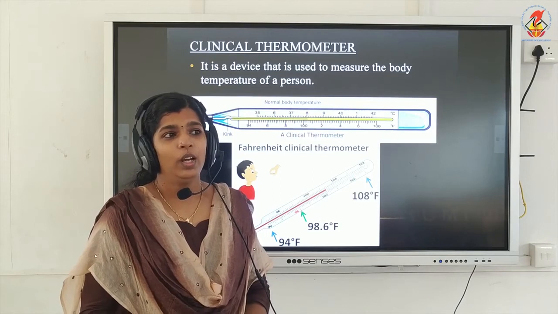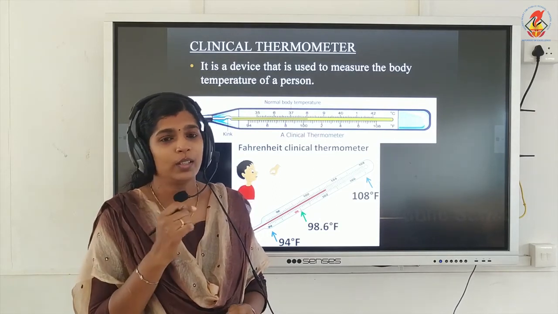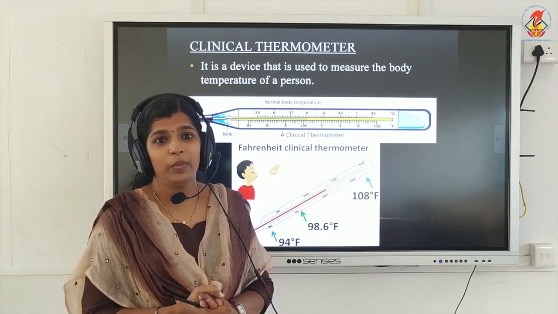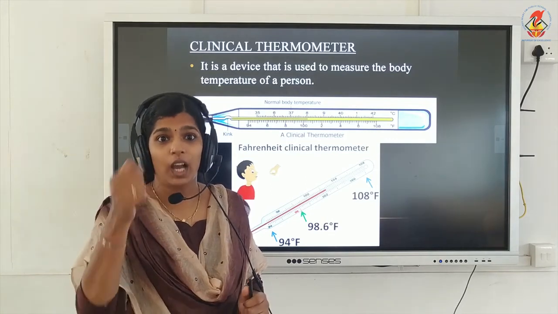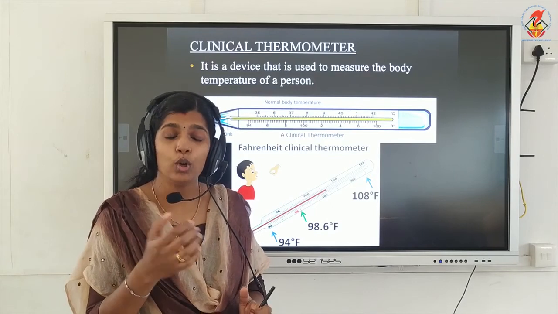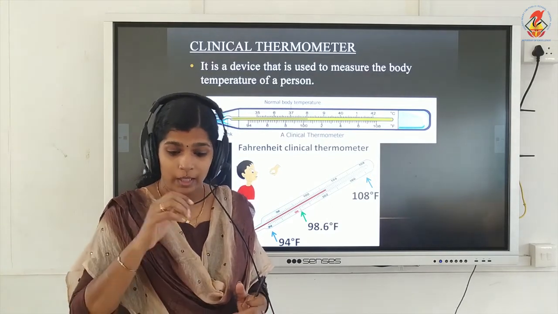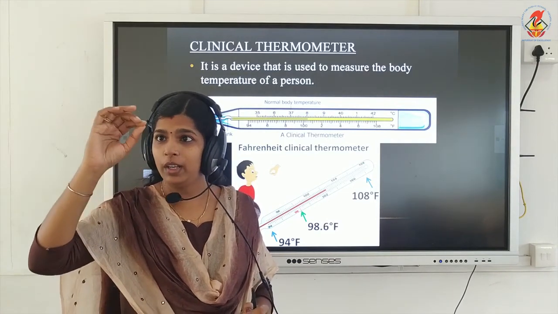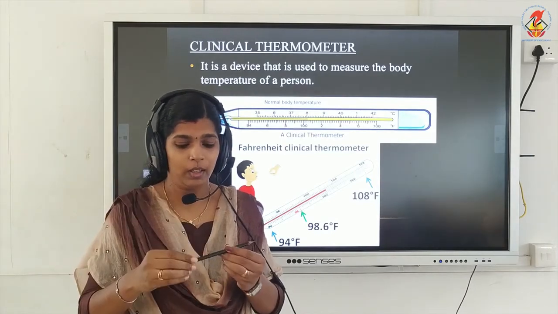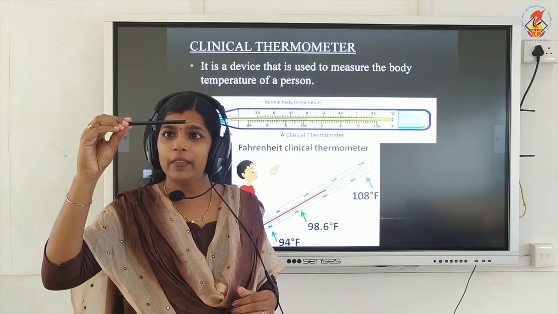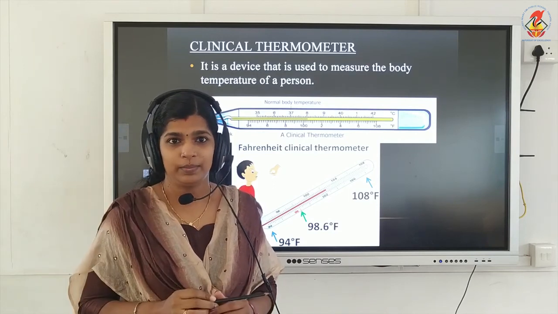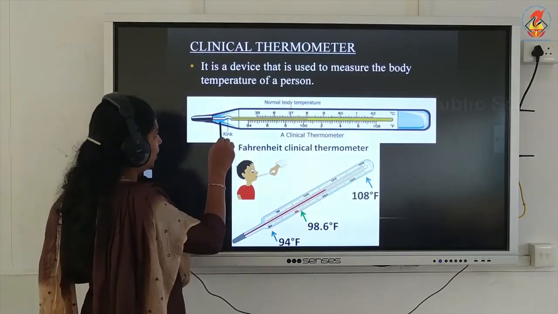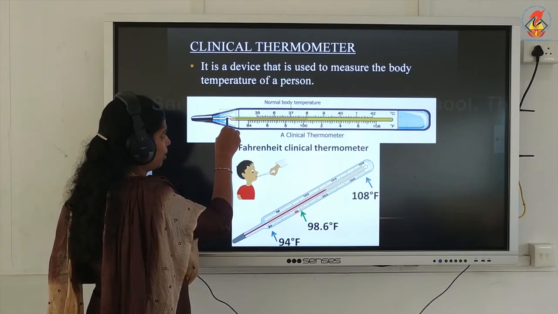Now, when you use a clinical thermometer, you measure the temperature by taking it out from the patient's mouth or from the armpit. They will take it out from the human body and check the temperature by holding it like this. Suppose this one is a thermometer. They will hold the thermometer like this, check the temperature and tell. So, a small distortion is there in that thermometer. Here you can see a small distortion.